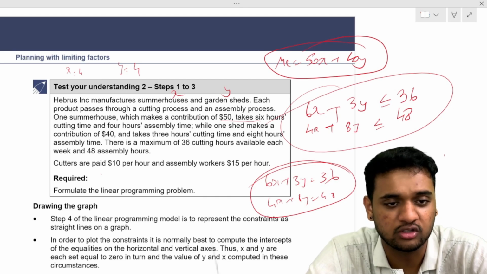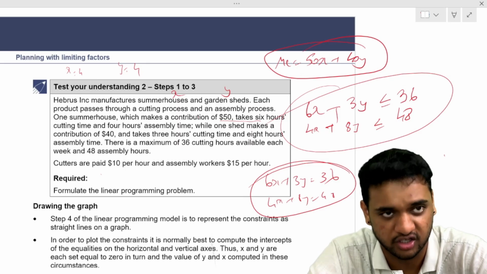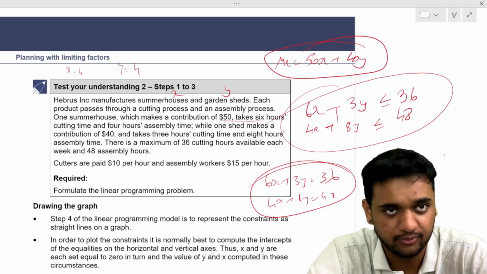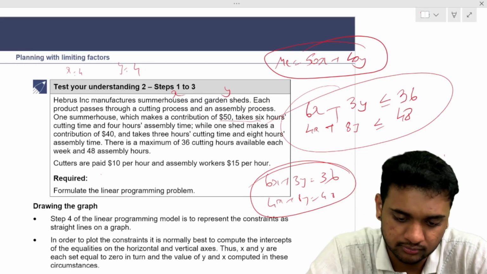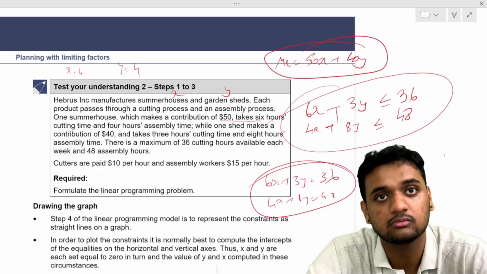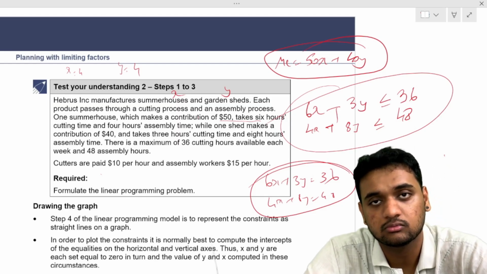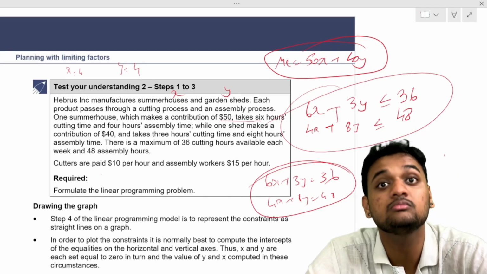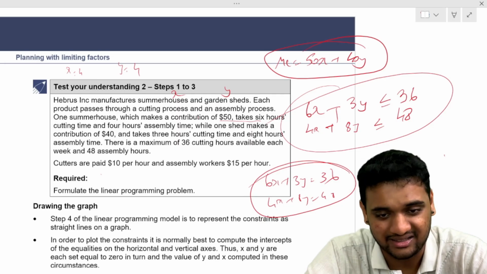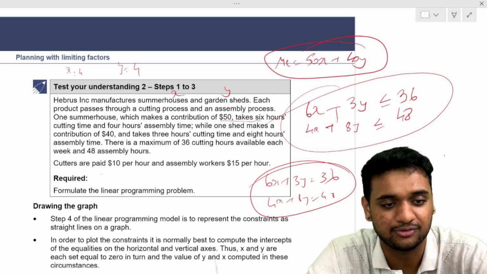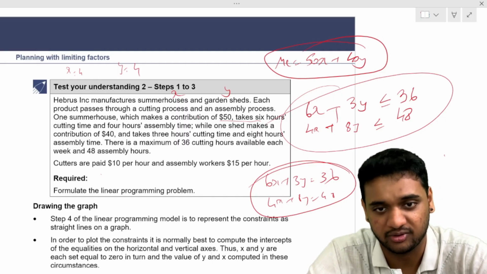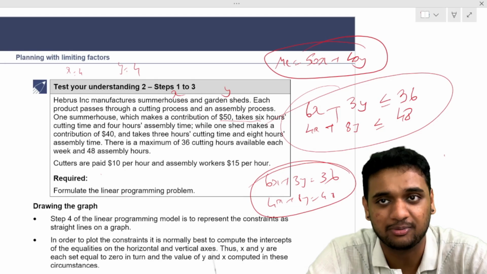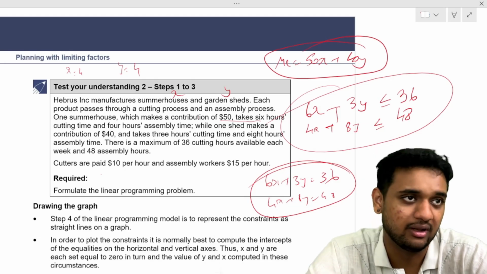We are producing 4 units of summer and 4 units of garden shed. What is the maximum contribution we will get? $360. Correct. 4 into 50 plus 4 into 40, 200 plus 160, 360 is the maximum contribution. The contribution line we got is 50x plus 40y. Substitute X and Y and you will get the answer. Understood?